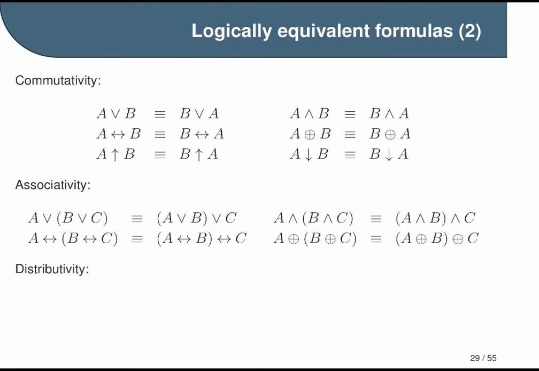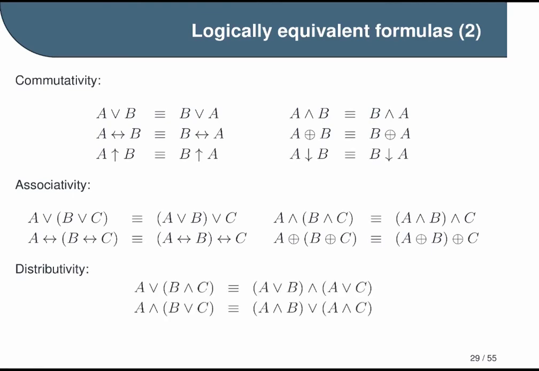Distributivity is a little more interesting. This is an operation that will definitely come up later when we talk about normal forms. The rule that's being expressed says that it's allowable to distribute a disjunction over a conjunction and a conjunction over a disjunction. In the first case, you get A or (B and C) is equivalent to (A or B) and (A or C). And in the second case, you get A and (B or C) is equivalent to (A and B) or (A and C).